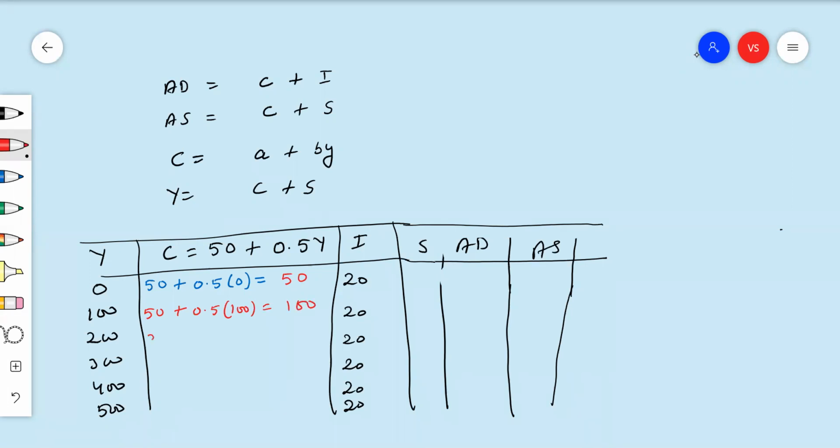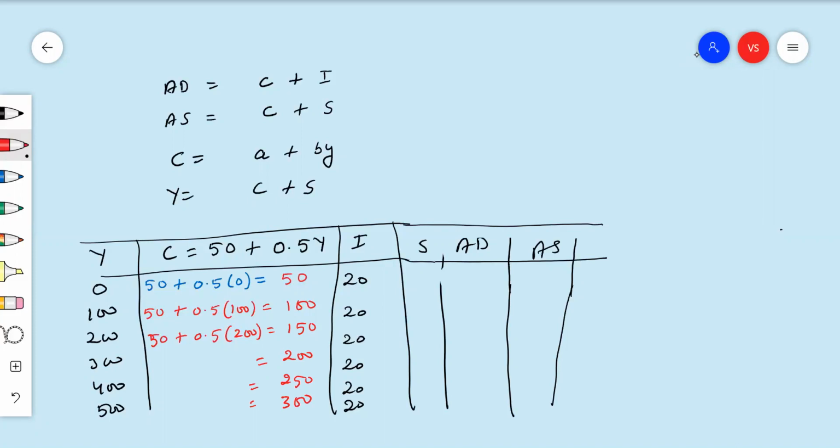Now 50 plus 0.5 times 200, so 200 is put here, and it is 150. 100 plus 50 is 150. Likewise, if you apply all the values, your answers will be 200, 250 and 300. So this is the consumption.